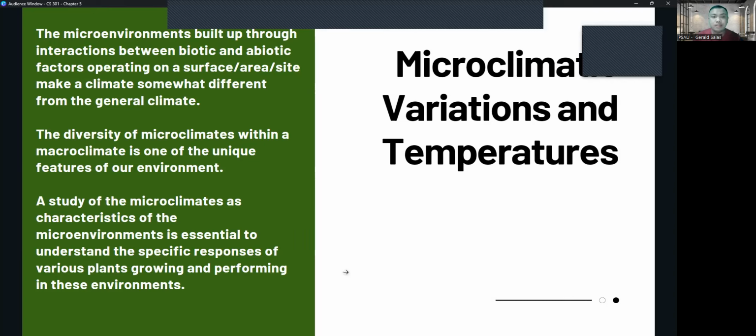So when we say microclimate, this is a unique feature of our environment, in contrast to the macroclimate present in that region. So this is very important, of course, when we talk about how different plants respond to certain situations, just like our temperature.